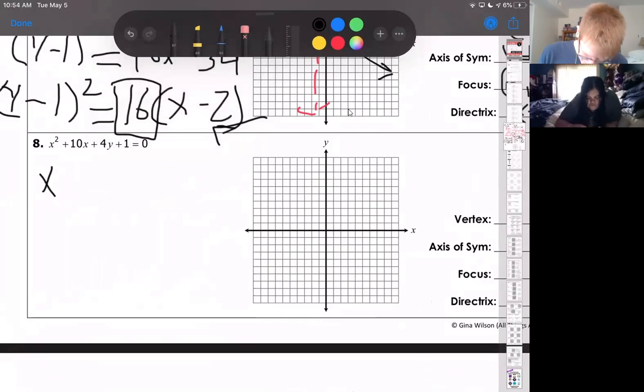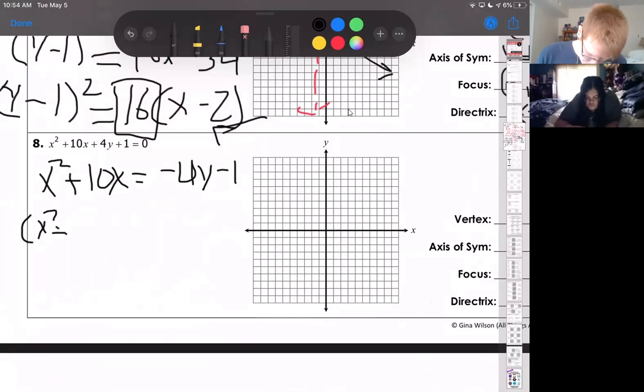So get the x part. Since that's your squared part, we're going to put that on the left side. I'm going to move everything else over to the right. We have to complete the square. So that would be half of 10 squared, that would be 5 squared. So add 25. I have to do that to both sides.